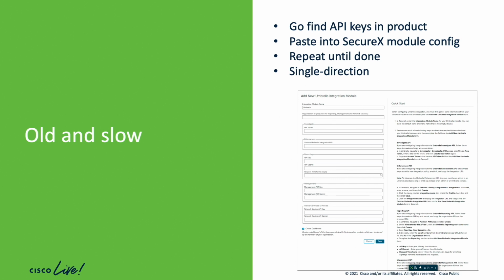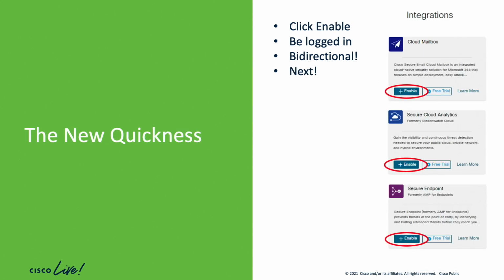And then the other thing is these older style modules are single direction, meaning for Umbrella, we have an Umbrella API key and we can interact with Umbrella from Securex, but Umbrella doesn't have a Securex API key, right? So the communication is unidirectional. So now using the one-click flow, which is really more than like 5 clicks, but we just have an enable button.